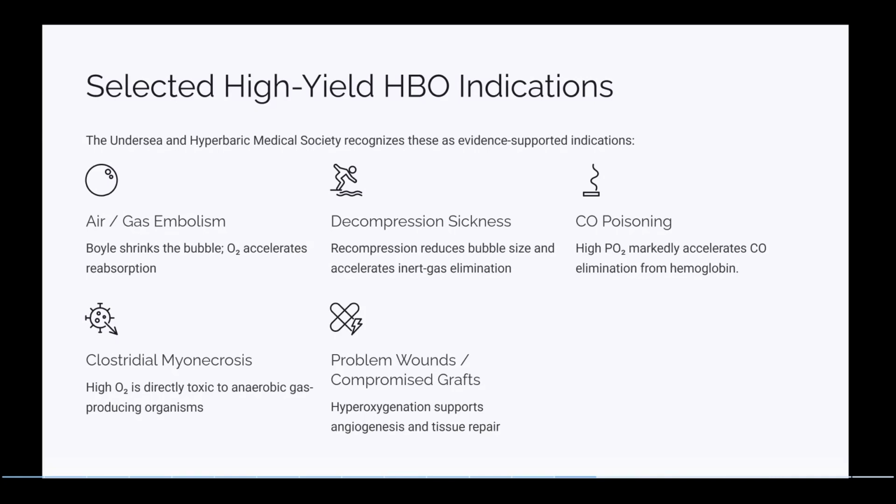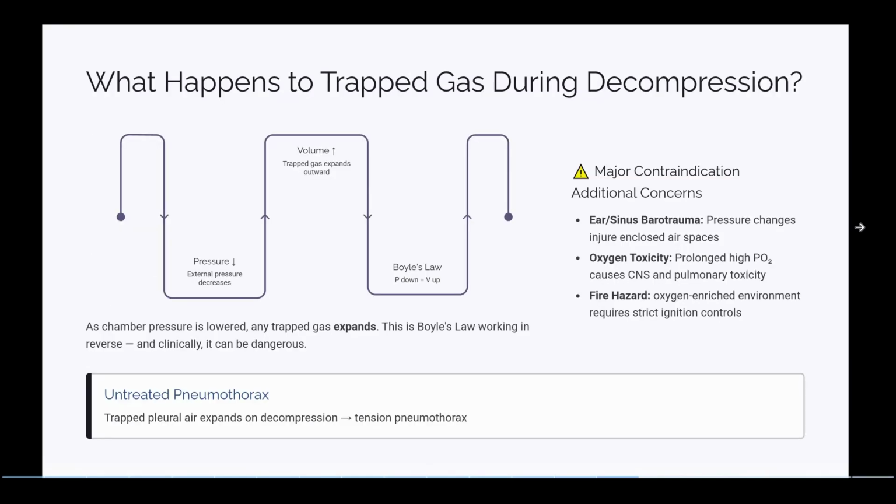And then there's threatened tissue, where certain problem wounds and compromised skin grafts get extra oxygen that supports healing and new blood vessel growth. So you have bubbles, toxins, anaerobic bacteria, and struggling tissue for completely different reasons, but the same underlying tool is used. If you understand why each one belongs on the list, you don't have to memorize the list at all. Now, here's the flip side, and it does matter just as much.